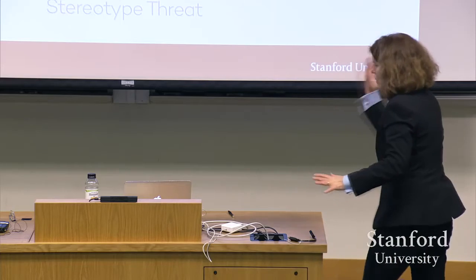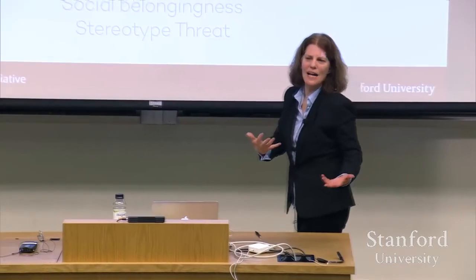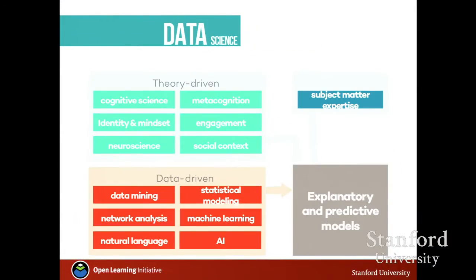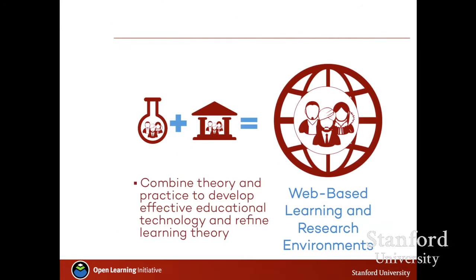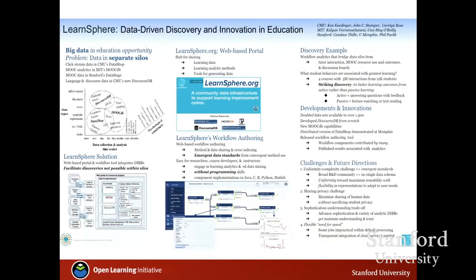So it's just another lens to look at the design through. And this is, of course, data science. Now we have all of our learning theory, and then we have all of our new data tools, and we bring those together, the bottom up from data-driven, top down from theory-driven, with the subject matter experts to build better explanatory and predictive models that we use to design the environment. I was going to talk about how we do learning research, but I'm going to skip that because I want to get to what I really want to talk about.